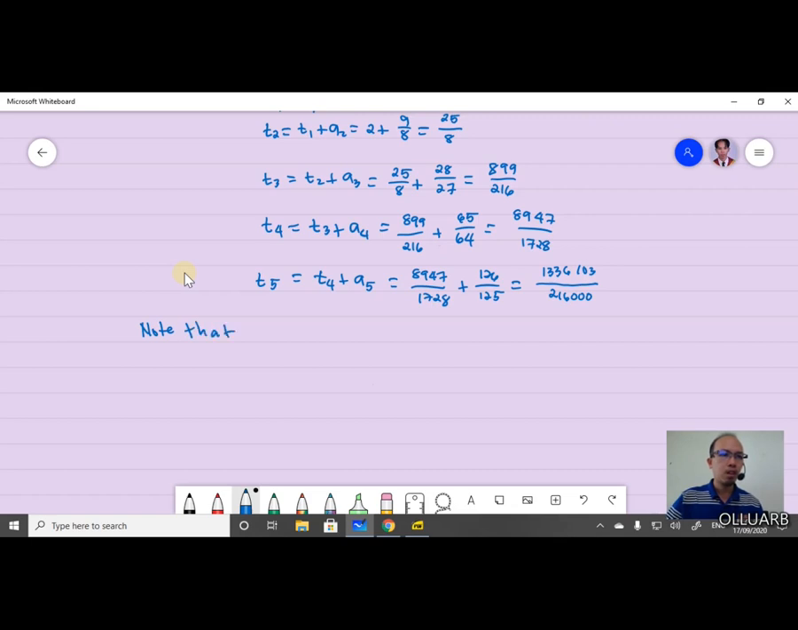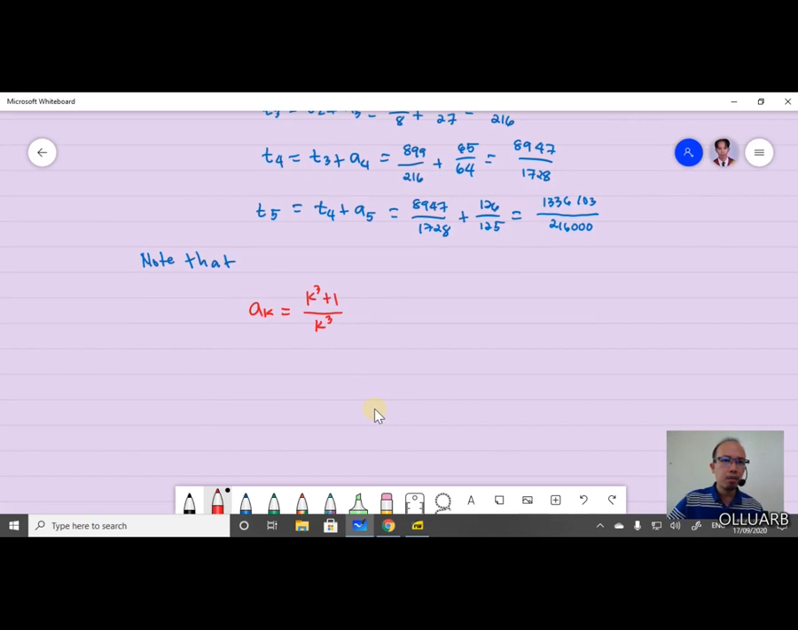Note that our a sub k is k cubed plus 1 over k cubed. And as you notice here, we cannot use partial fractions because the denominator is factored already. So what we will do here is try to distribute the denominator to the numerator. So this is 1 plus 1 over k cubed.